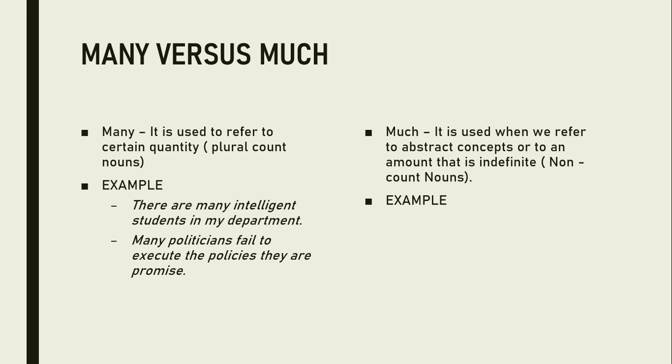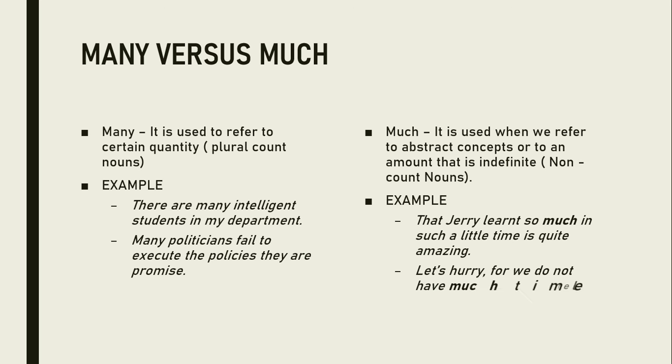Here are a few examples. That Jerry learned so much in such a little time is quite amazing. Now, knowledge here is the non-count noun, and the best way of describing the amount of knowledge is using the word much, not many. So that Jerry learned so much, not so many, in such a little time is quite amazing. Here's another example: let's hurry, for we do not have much time left.